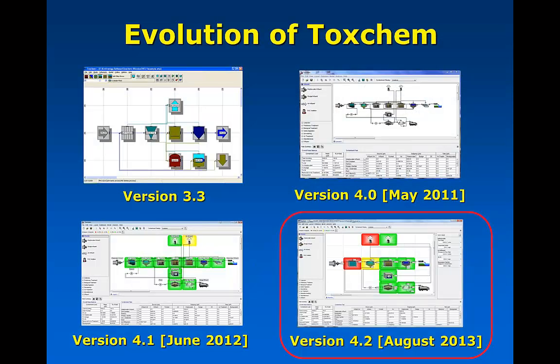Just to give you a little bit of background about the evolution of Toxchem. There was Toxchem version 3.3 until 2010, at which point we took a major overhaul of the tool, and we came up with a new version, version 4, with a very updated user interface and some of the updates with the models as well. This was released in May 2011. We had another release in 2012, version 4.1. And this month we have released the latest version, version 4.2, in which we have added some new features and improvements.